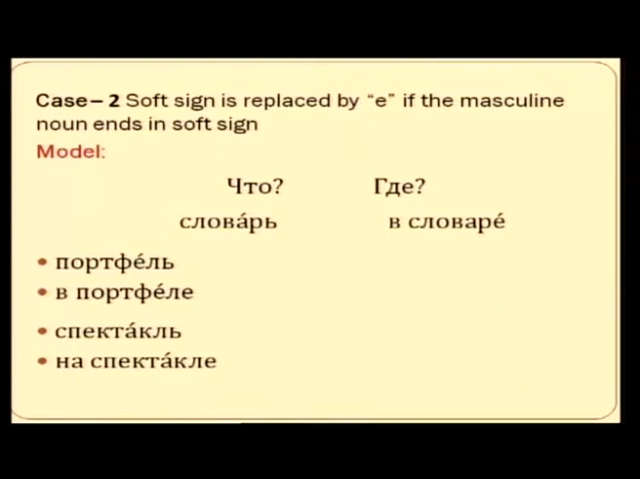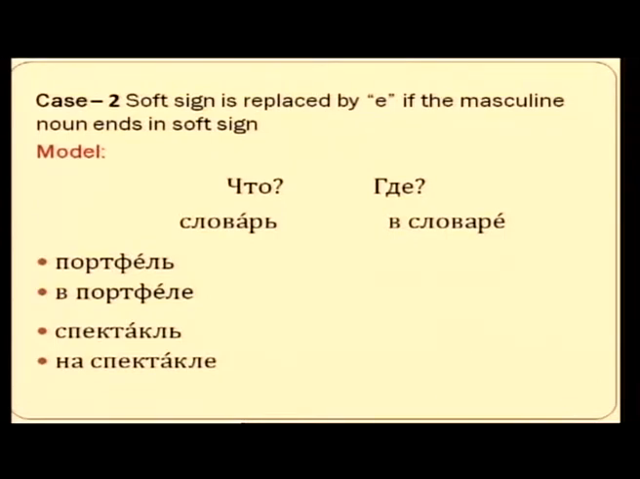Let us go to the next slide now and understand the usage of v and na with the help of a few examples. There are several nouns in Russian in the masculine gender itself which end with a soft sign, such as словарь, портфель and очки. Словарь means dictionary, портфель means briefcase, and очки means spectacles. These words, which end with a soft sign, change into ye. Словарь changes into словаре, портфель changes into портфеле, and очки changes accordingly.